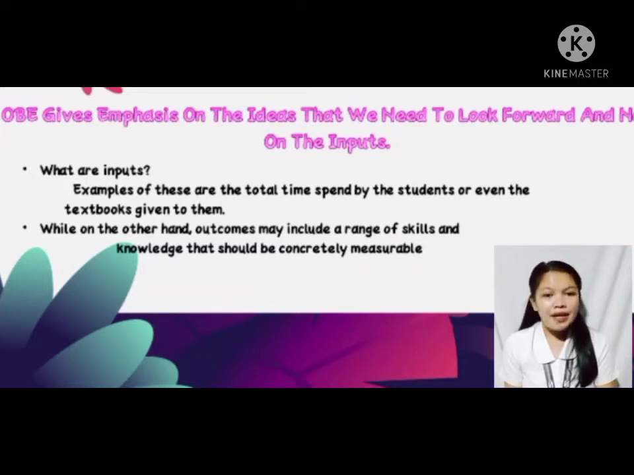While on the other hand, outcomes may include a range of skills and knowledge that should be concretely measurable, and this is where writing objectives would come into place, wherein the objectives should be specific, obtainable by the students, and result relevant since we are on the outcomes.